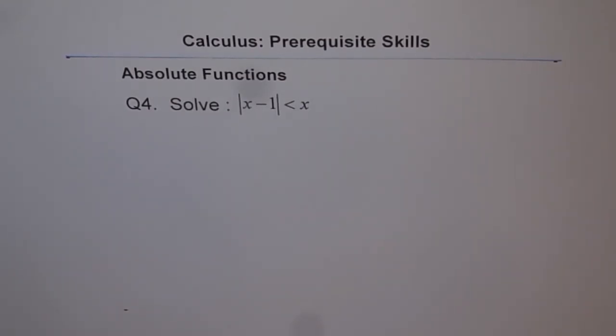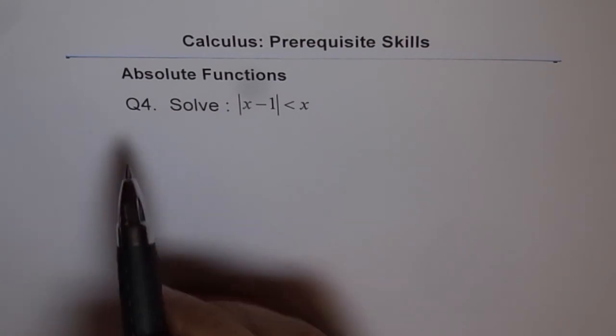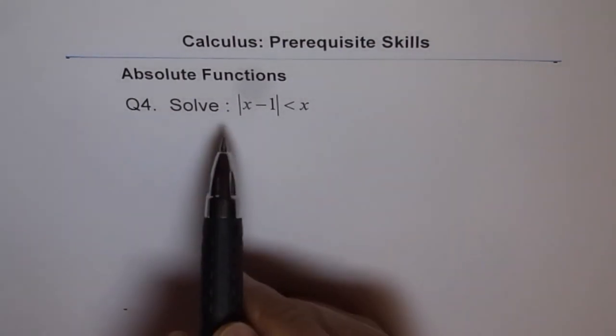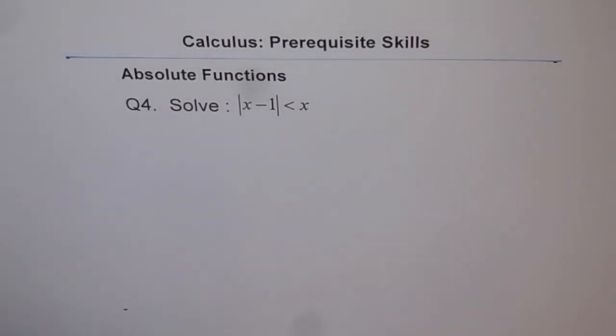Calculus, prerequisite skills. Absolute functions is a topic which I think most of the students have not really covered in detail. So I'm providing you solutions for the questions in this worksheet. Question number 4 was: solve |x - 1| < x.